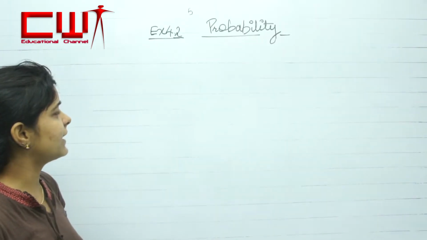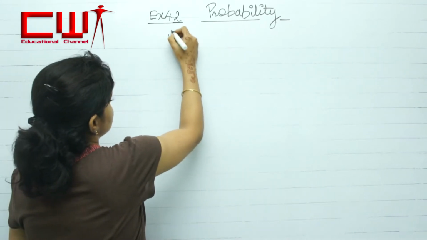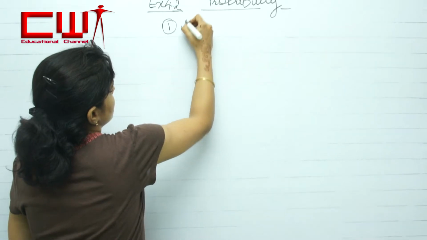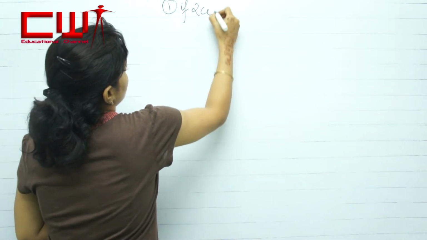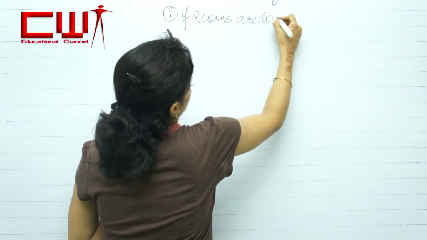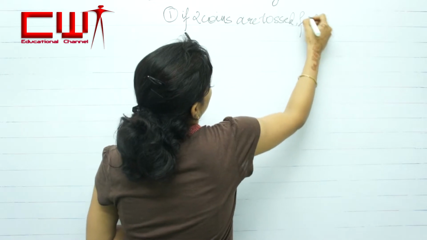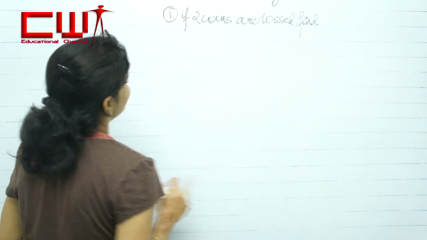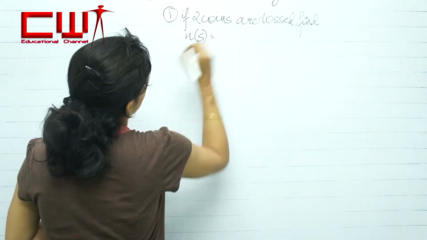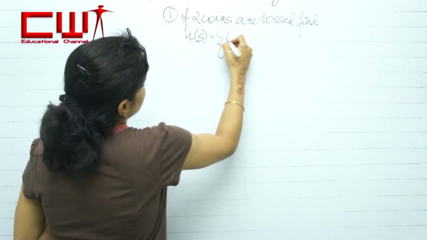We'll move on to the second exercise, exercise 4.2. We'll solve the first numerical of that exercise. What it says, if 2 coins are tossed. Now see, 2 coins are tossed means NS, that is sample space. What will come? What are the total situations?